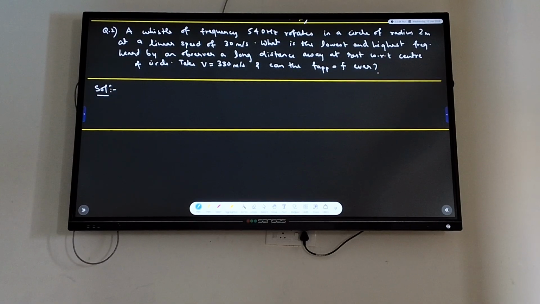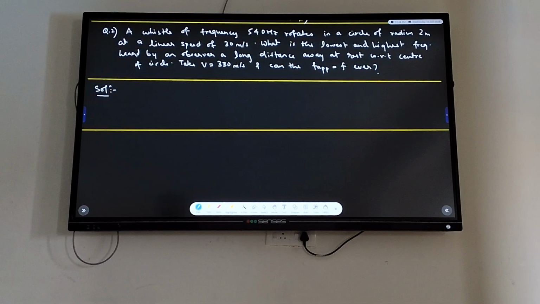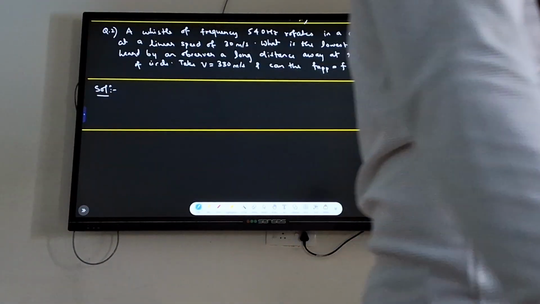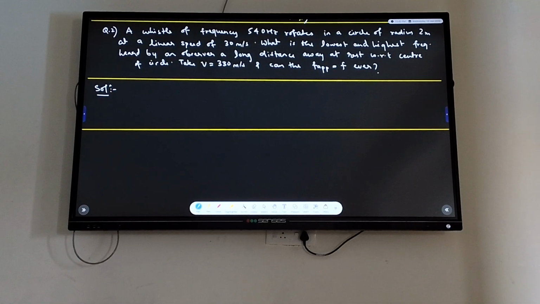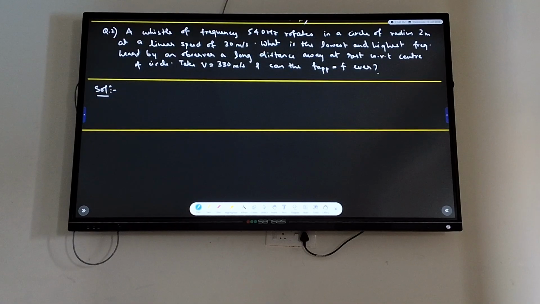Five? 594 for what? Sir, both are same. Highest and lowest frequency. No. I took minus in the denominator, so is it highest or lowest? I don't know. You tell me. 5? Sir, highest is 540, 594. Highest is 594. And where will that be formed? On this circle?